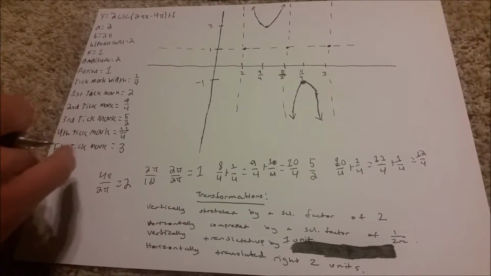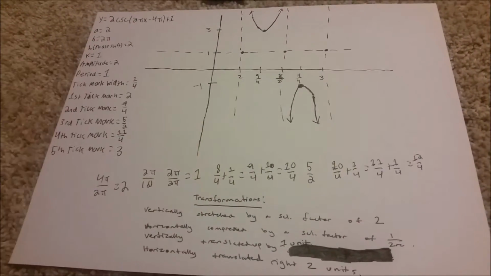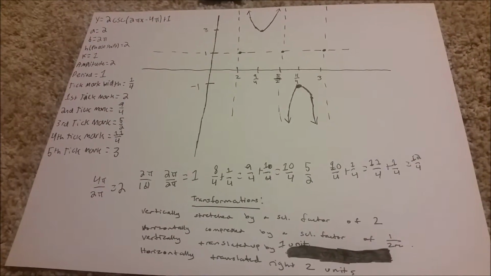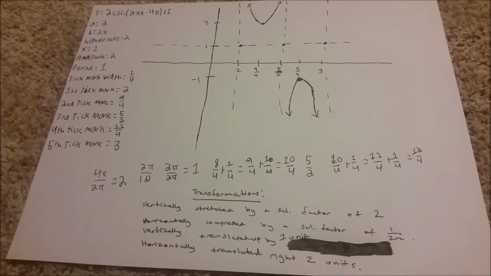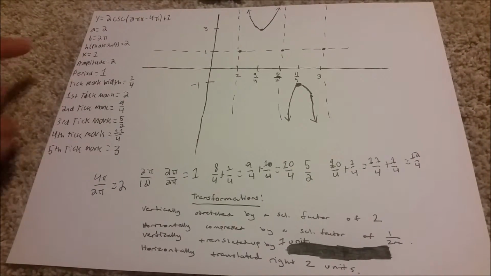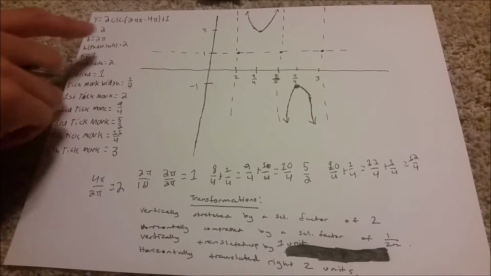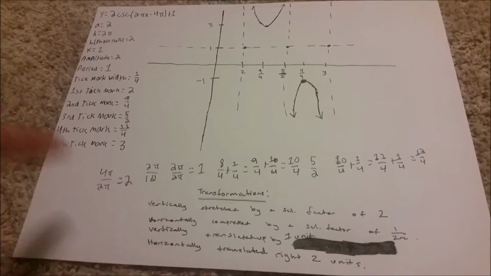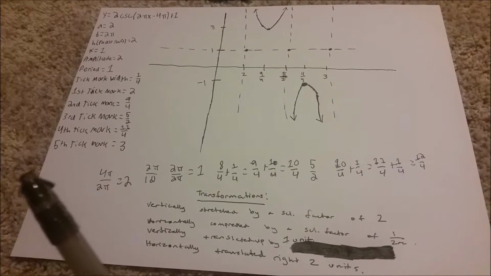It's vertically translated up 1 unit, which you can determine from the k value being +1, and it's horizontally translated right 2 units, which you can determine from the h value, or the phase shift, equaling 2. And those are the transformations of this cosecant function from the parent function.